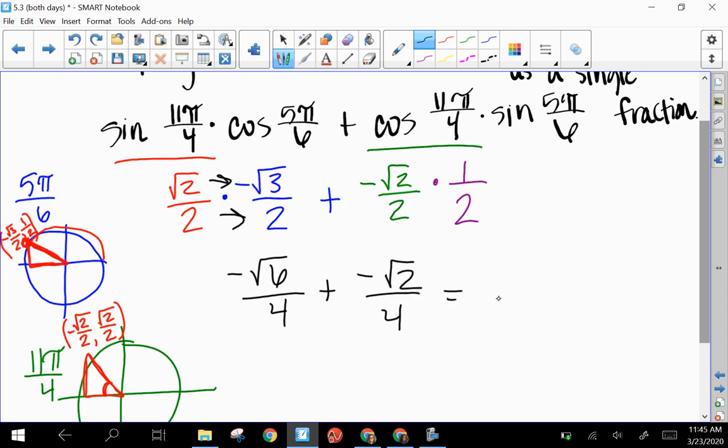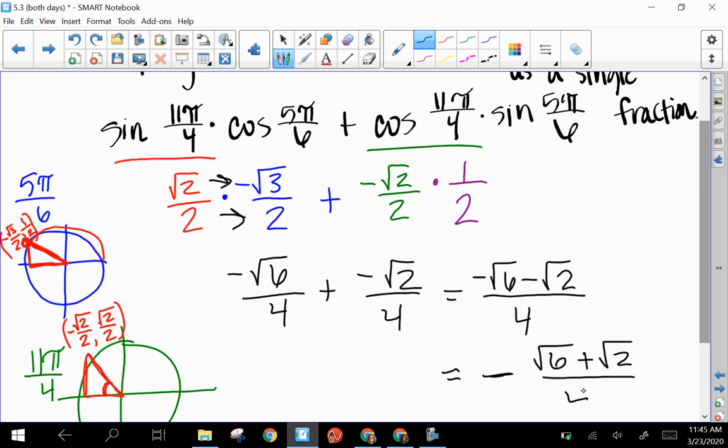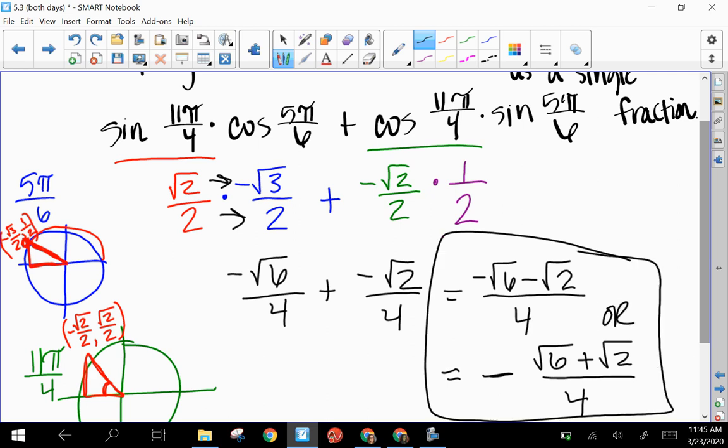They want a single fraction. Those are common denominators. Negative root 6 minus root 2. Those are not like radicals, so that's going to be as simple as that gets. You can leave it like that. You will see from our textbook, though, they love to factor out that negative. And they're going to write it like this, I think. Both of these are acceptable. You're going to need to know how to switch between those two, or at least recognize this second one as the same answer as the one above.